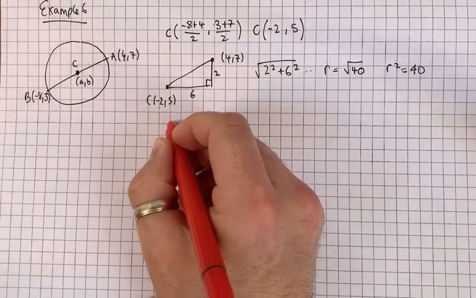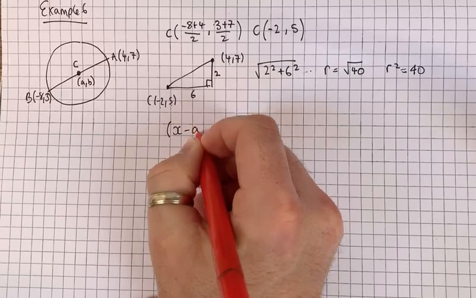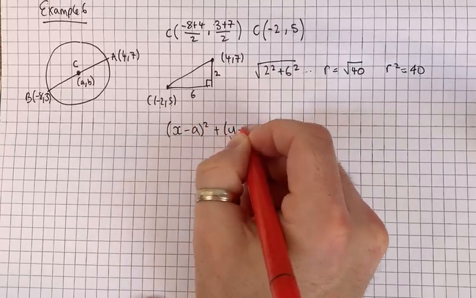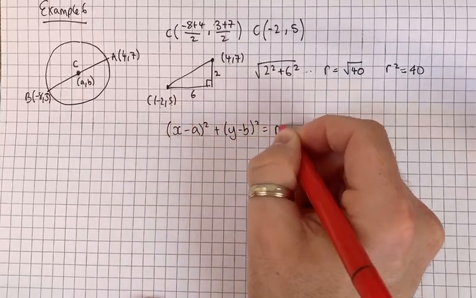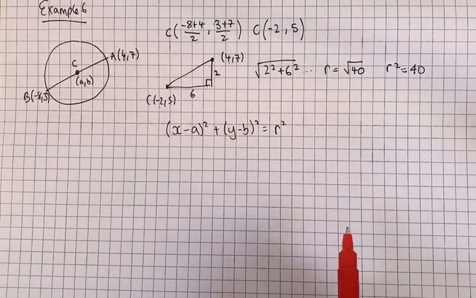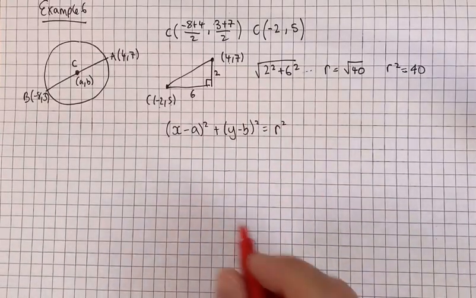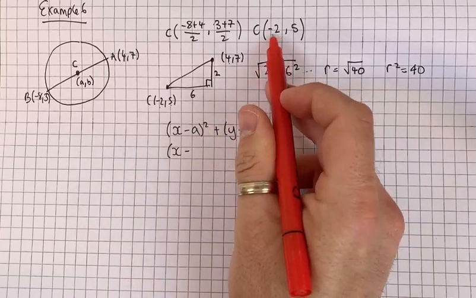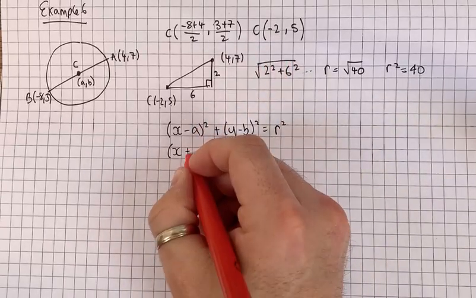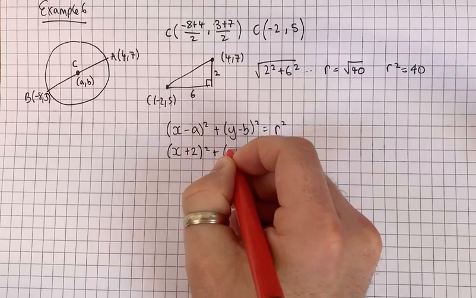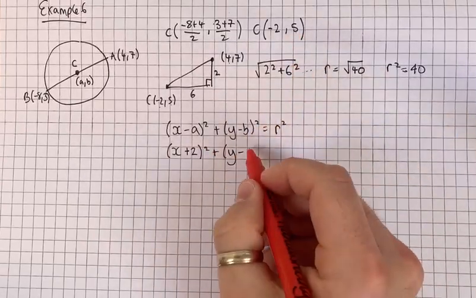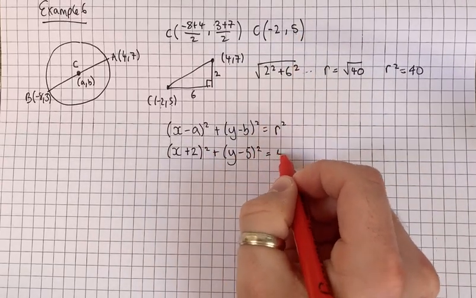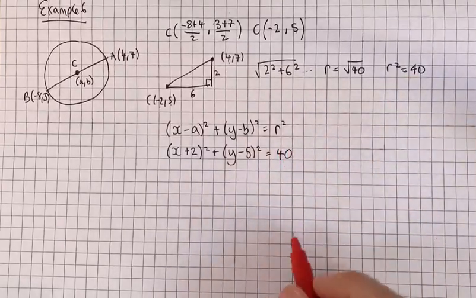Now going back to the equation of a circle, (x take away a) squared plus (y take away b) squared equals r squared. And it does help if you write that down each time, because it will help you remember it in the long run. We have x take away the x coordinate, which is minus 2. So minus minus 2 is plus 2. (y minus 5) squared equals 40, because r squared is 40.